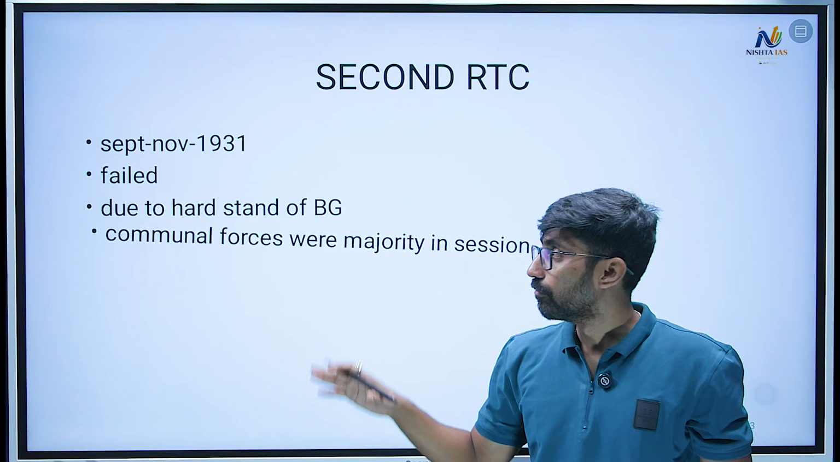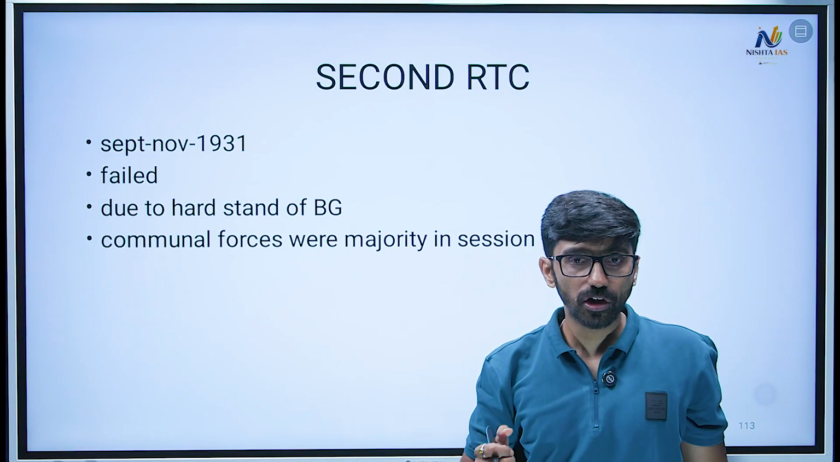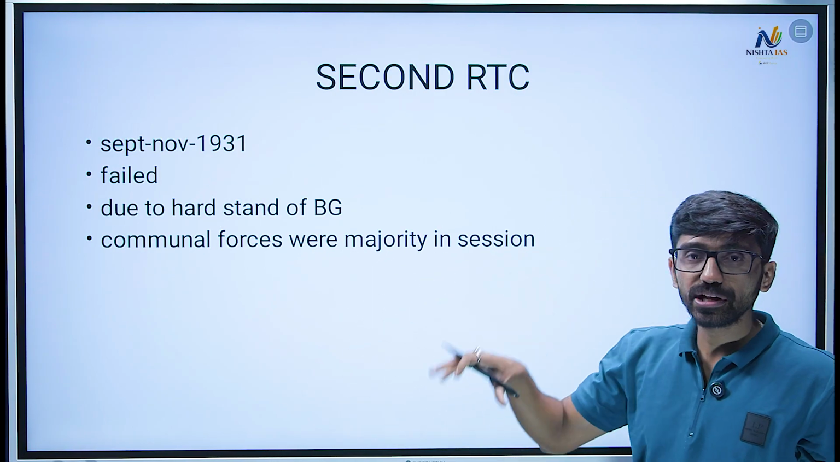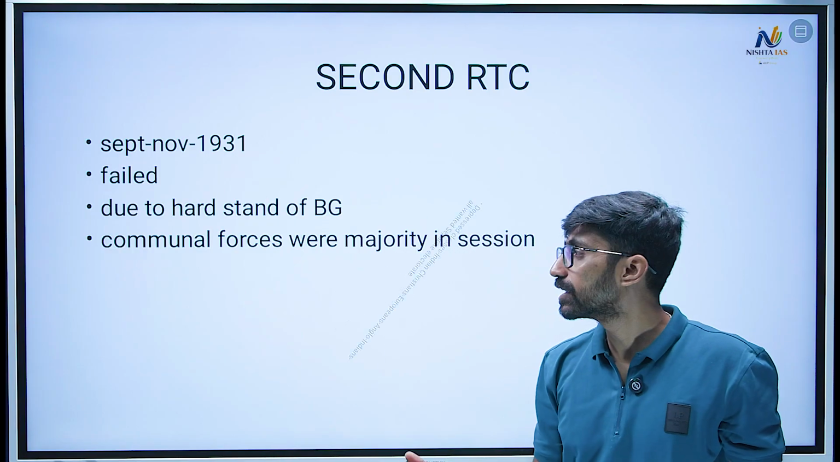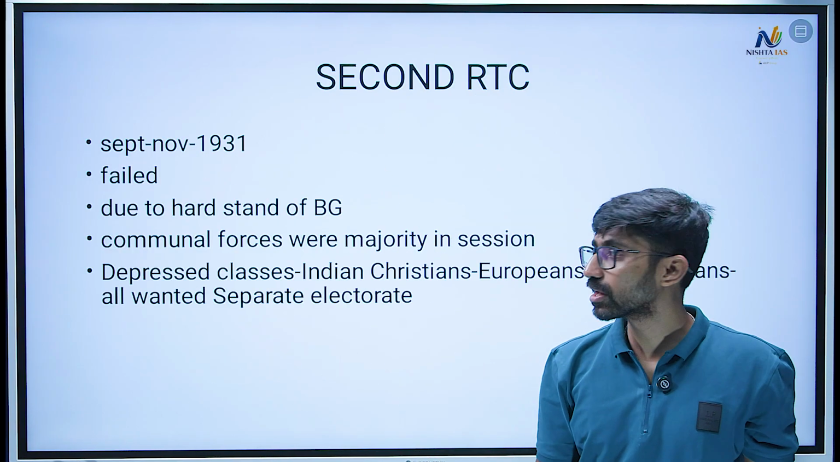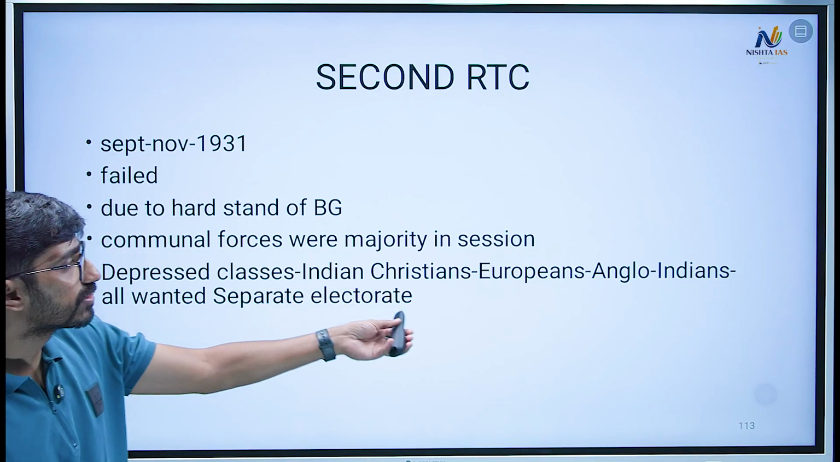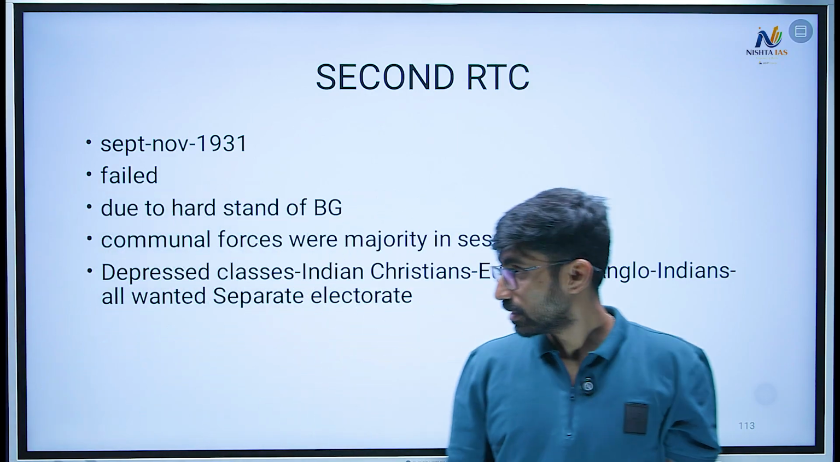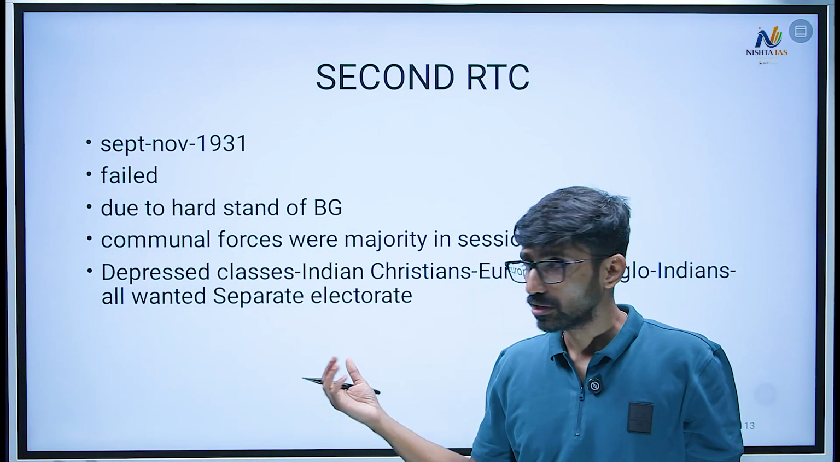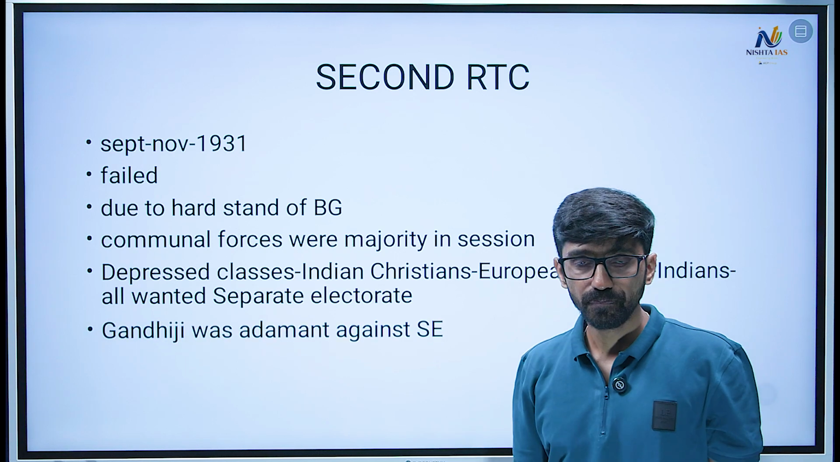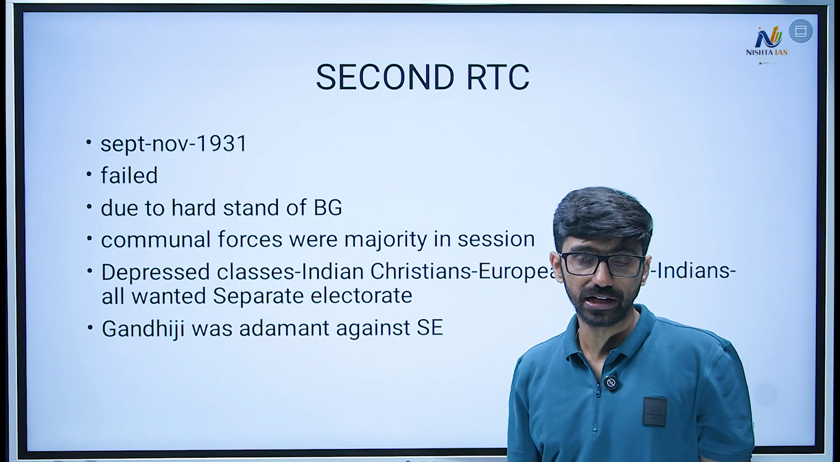It failed. Why? It was due to the hard stand of the British government, and the British government put all the communal forces, all of them demanded separate electorate. Gandhi was against separate electorate. Okay, now everybody demanded separate electorate: depressed classes, Christians, Europeans, Anglo-Indians. Okay, then again all wanted separate electorate. Now Gandhi was against it. Okay, now the second RTC failed.